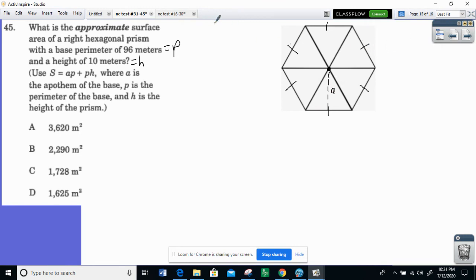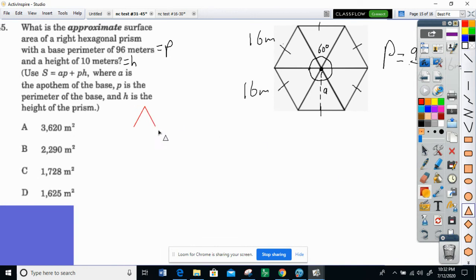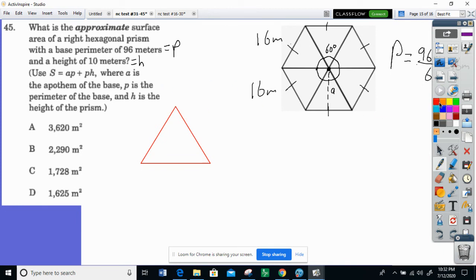Well, if the perimeter is 96 meters, if we divide that by 6, that'll tell us the length of one side, which is 16 meters. So each of these sides measures 16 meters. We've seen this before on this assessment. Each of these central angles is going to measure 60 degrees. So we can draw out that equilateral triangle that we can use to solve for the apothem. We're looking for this length right here.